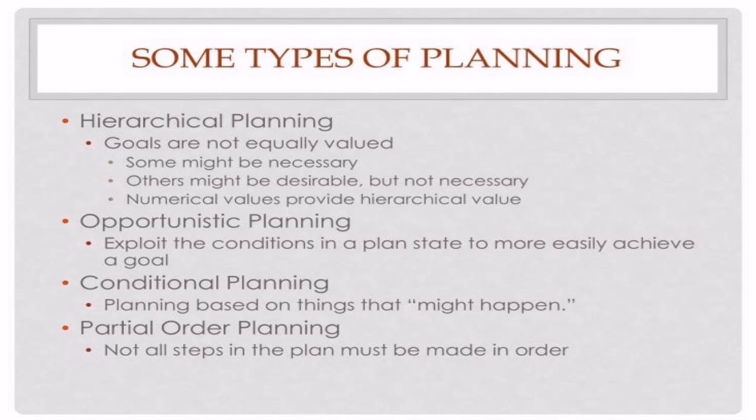There are some types of planning. Hierarchical planning: goals are not equally valued. Some might be necessary, others might be desirable but not necessary. Others have numerical values that provide the hierarchical value. Opportunistic planning: it exploits the condition in a planned state to more easily achieve a goal. Conditional planning: planning based on things that might happen. Partial order planning: not all steps in the plan must be made in order.